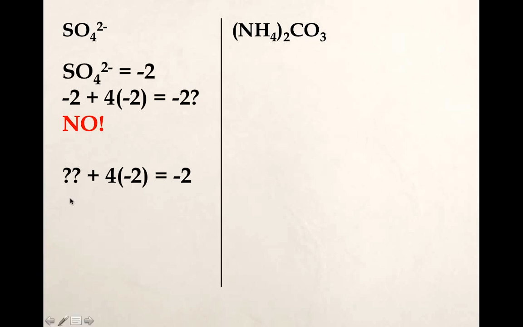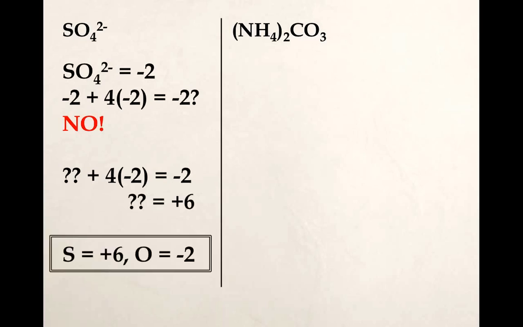So we will replace sulfur with a question mark, plus 4 times -2 is -8, equals -2. So what does this have to be to make that true? Well, it needs to be +6. So that means today our oxidation numbers in sulfate are: sulfur is +6 and oxygen is -2.